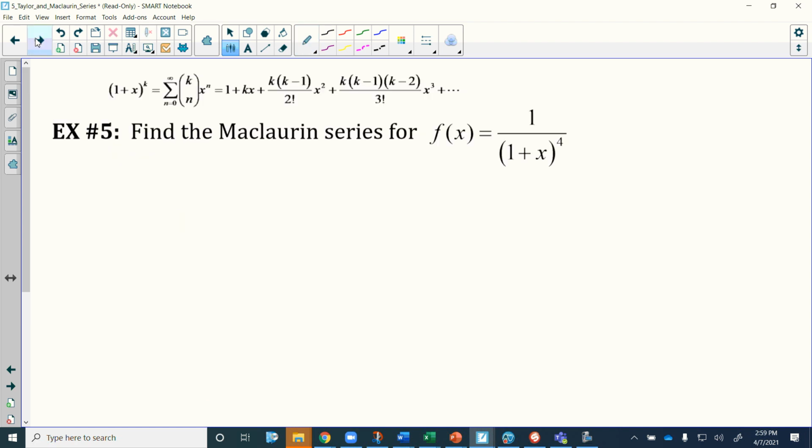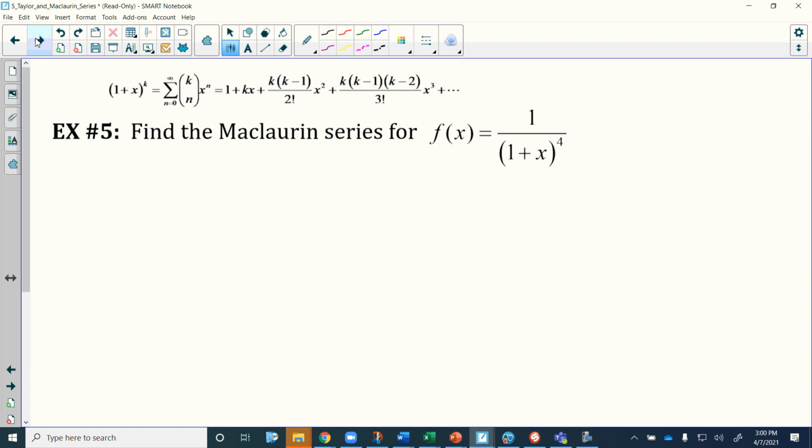We're not going to try and overcomplicate it. I'm just trying to make sure that everybody understands that you may have seen something similar to this talking about combinations. Now, find the Maclaurin series, so it's a Taylor series centered at 0, for the expression 1 over 1 plus x to the power of 4.